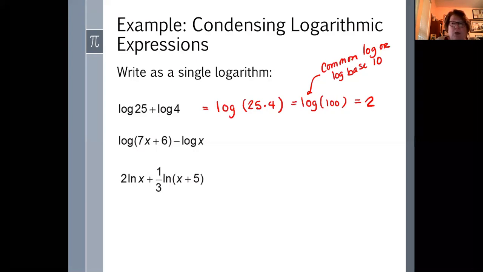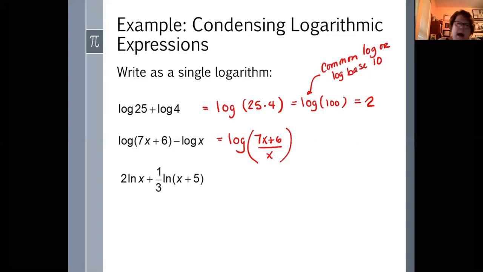The second expression, we have the difference of 2 logarithms. I can write the difference of 2 logarithms as the logarithm of a quotient. So this is equivalent to the log of the first expression that I'm taking the log of, which is 7x plus 6, divided by the second expression that I'm taking the log of, which is x. And I would put that in parentheses so that I know that I'm taking the logarithm of that entire expression.